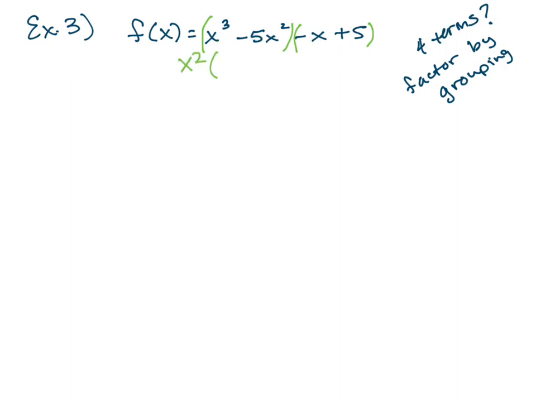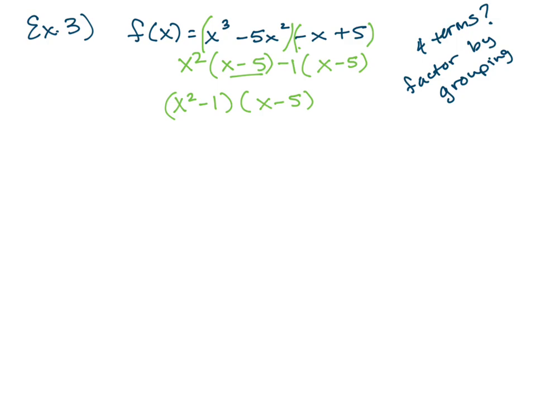Pull out an x squared, and what's left? X minus 5. And on the second, what could you pull? Negative 1. Left with x minus 5. So, you see how it's negative x plus 5? We want it to match x minus 5. So if I pull a negative 1, I can change the sign on the x and on the 5. And now it's going to be x minus 5. So our 2 factors here are x squared minus 1 and x minus 5.